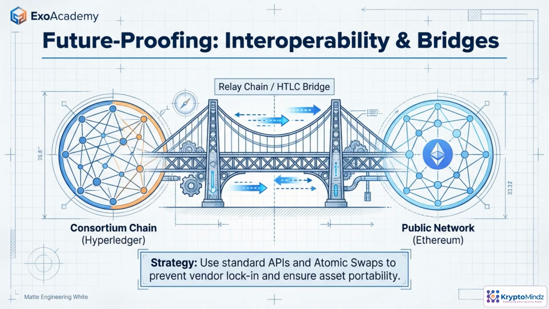Interoperability bridges, such as relay chains and hash time-locked contracts, allow assets and proofs to move safely between these environments, without trusting a single intermediary. Design your integrations around standard APIs, so different chains, vendors, and services can be swapped out over time. Then use atomic swaps to exchange value across chains without custody risk, keeping assets portable and avoiding long-term vendor lock-in.